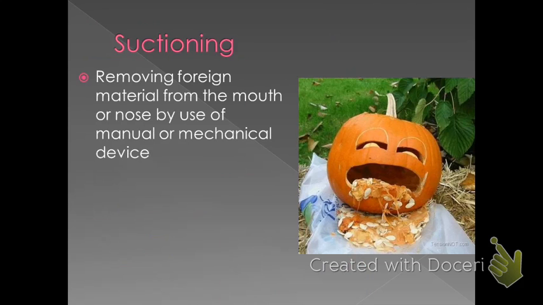And so suctioning really is this idea that you're using some sort of device to basically remove foreign material from the mouth or nose of your victim. This device can be manual or it can be mechanical, and we'll talk about the differences between the two on the next slide. I think last but not least, how does suctioning work? Basically, it creates this negative pressure system which allows for materials to be removed from the patient's mouth.